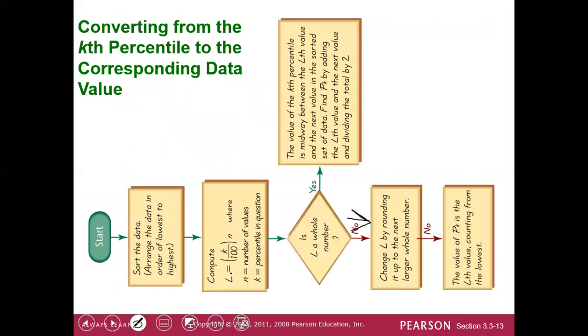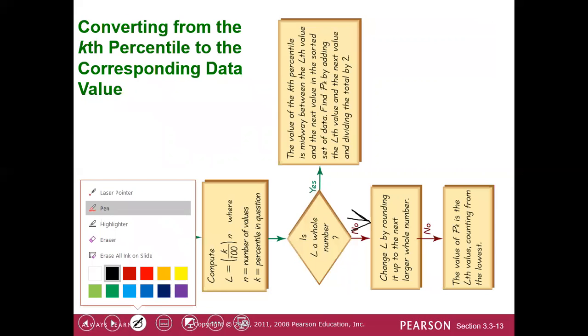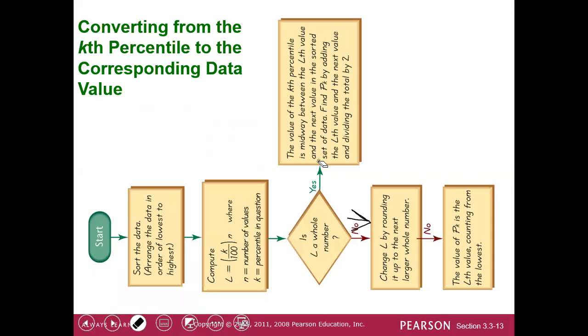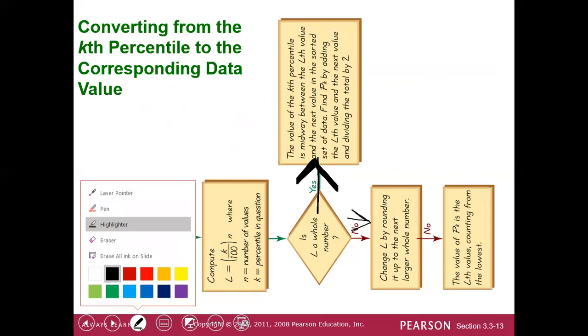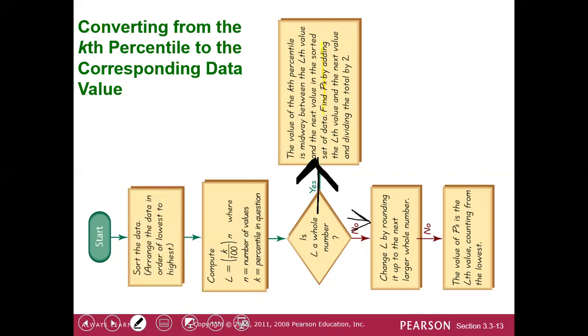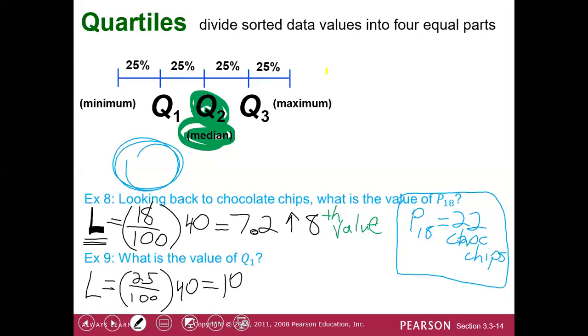Let's go back to our flow chart. Is L a whole number? So the value of the kth percentile is midway between the Lth value and the next value. Find pK by adding the Lth value and the next value and dividing by 2. So basically, I'm going to average it. So what does this mean? We found L to be 10 for this problem. So since I got a whole number, I'm going to go between the 10th and the 11th value.